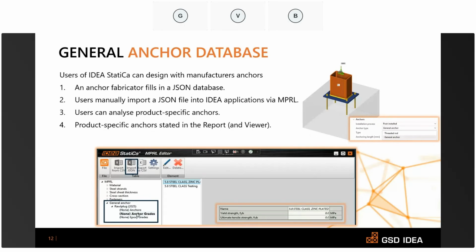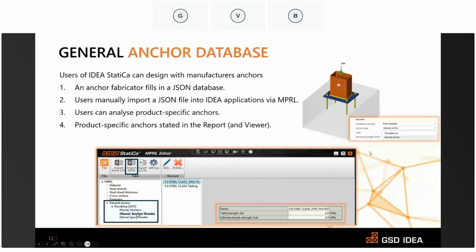Now, once imported, you can design and run the code checks using those specific anchors, and they will also appear automatically in your report. And also, if you're sharing a link via the viewer to your scrutinizers or to your colleagues, that would be visible to them as well.